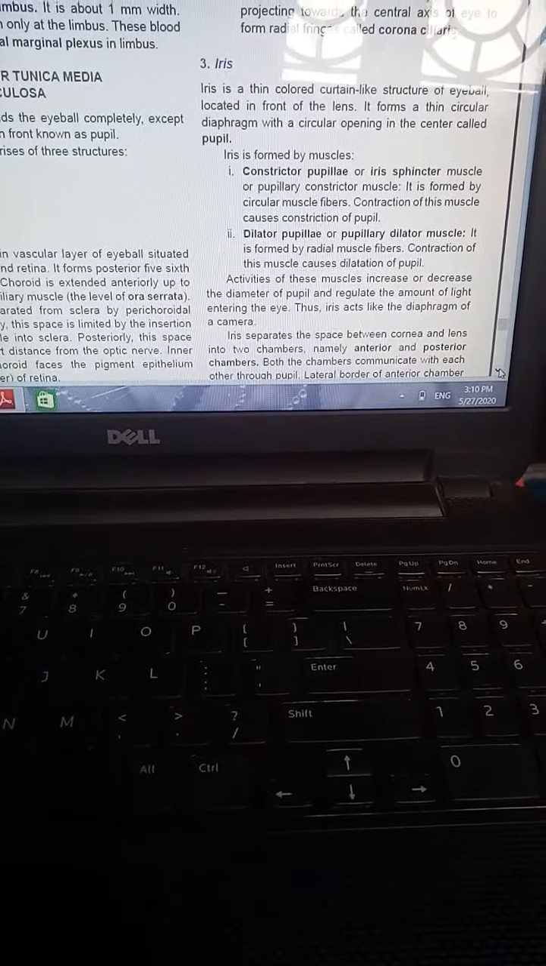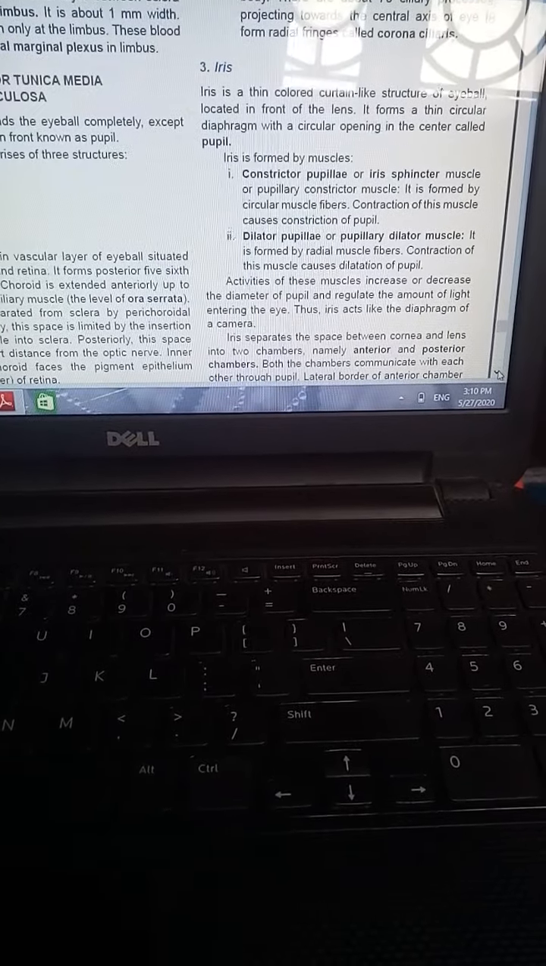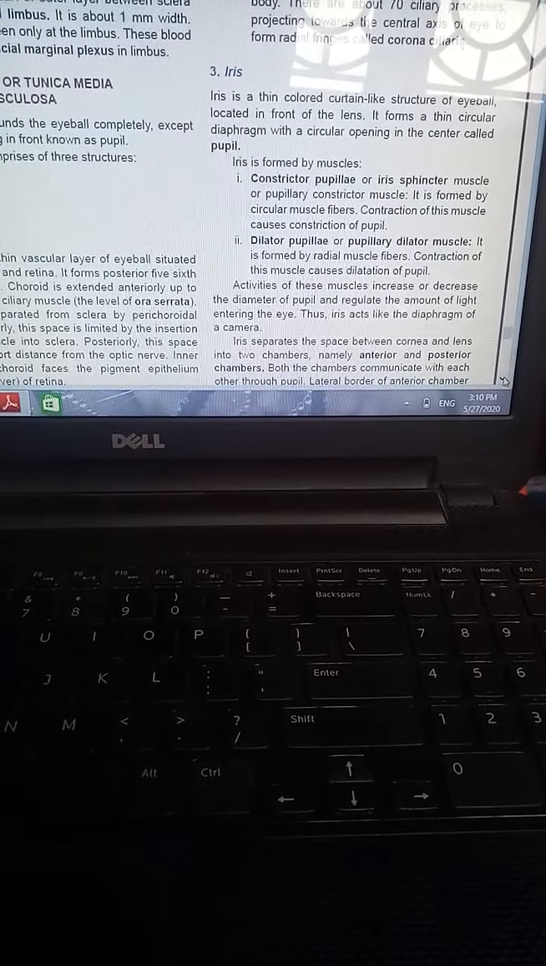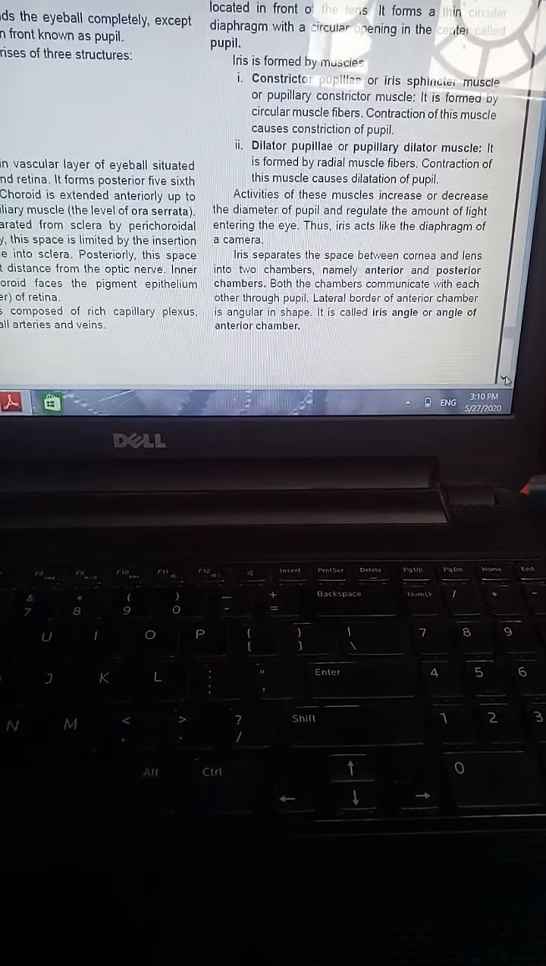Second is the dilator pupillae, which is formed by radial muscle fibers. Contraction of this muscle causes dilatation of the pupil. So this is about the iris and the pupil.